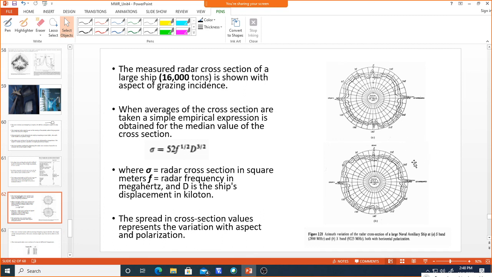So this is about the radar cross section of aircraft, and some complex targets like aircraft and ships. We'll stop here and continue later.